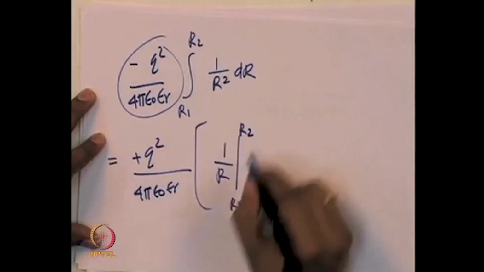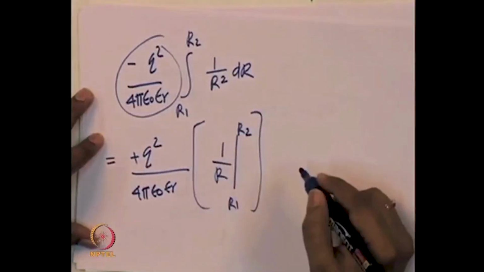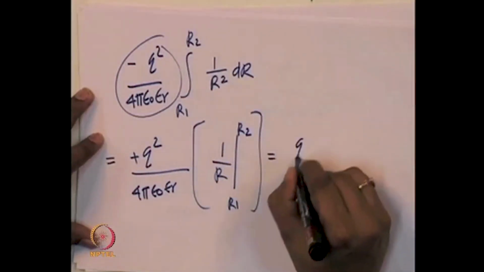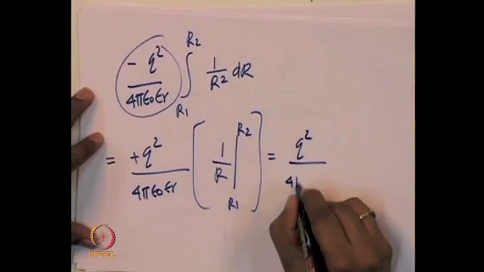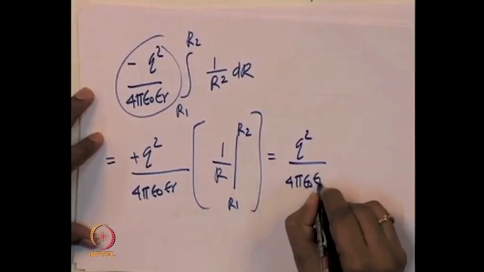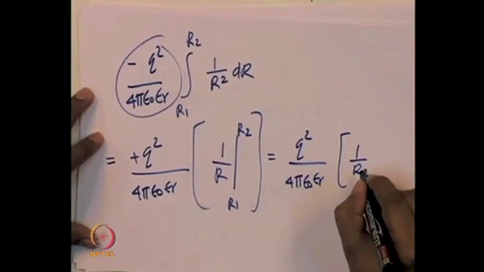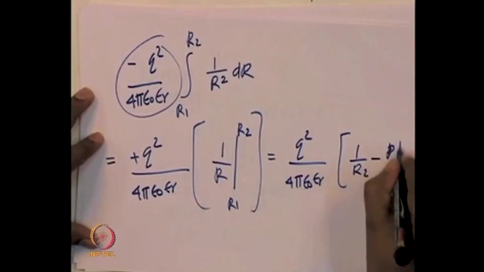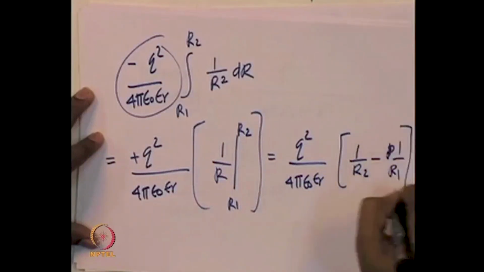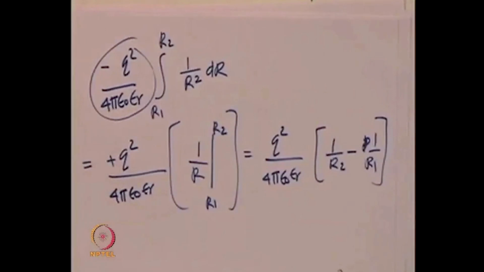So, you have to apply a limit to this 1 over r. So, essentially what you would get is q squared by 4 pi epsilon 0 epsilon r into (1 over r2 minus 1 over r1). This is essentially the potential energy difference, the energy difference between 2 points, or in other words the energy needed to bring this charge from r1 to r2.